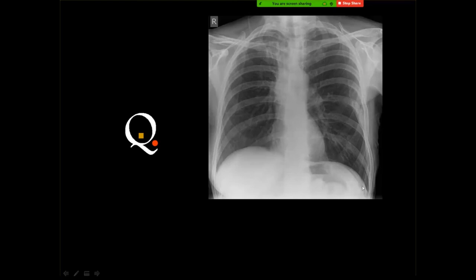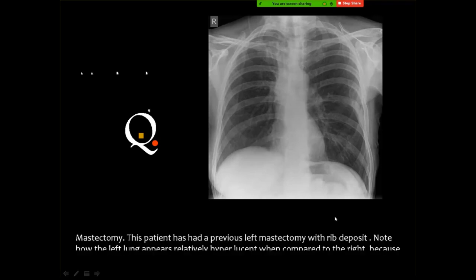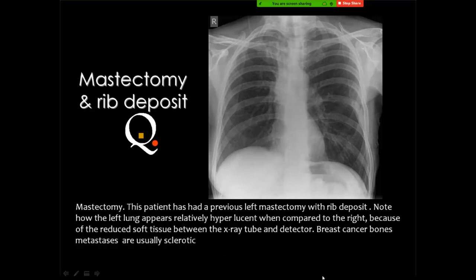The breast is missing on this side, and you got a sclerotic deposit in this rib. Okay, and I gave you this notice many times before. If you are looking at a chest X-ray or CT of a female patient, look for the breast shadow, especially in the exams. And here there is mastectomy, and that's why there is hyperlucency here. And if you look carefully here, you see a sclerotic lesion in this part of the rib, and this was a metastatic deposit.